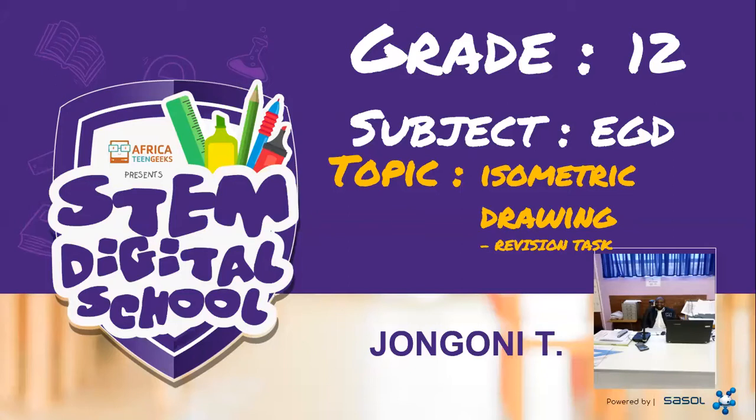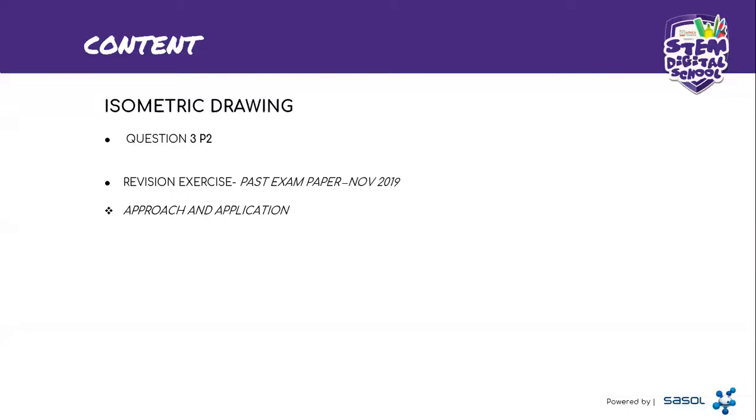Remember, we are focusing on revision tasks. So today we want to look at a paper, a 2019 paper, November 2019, in terms of question number 3, which is the isometric drawing. So let's focus on that. Like I said, it's isometric drawing, question number 3, paper 2, revision exercise, past exam paper, November 2019.